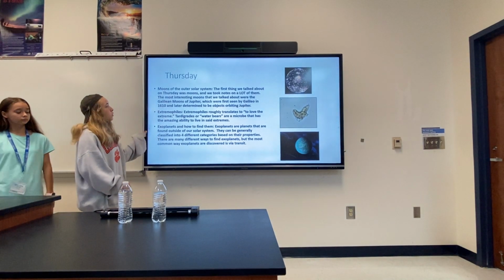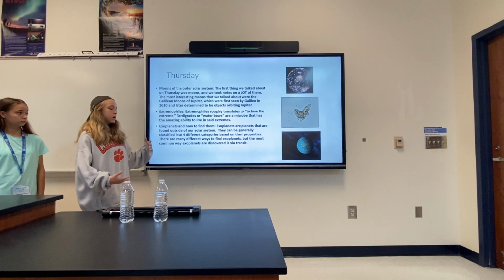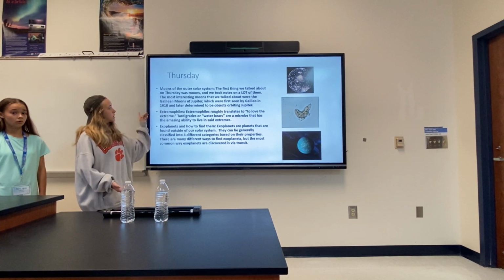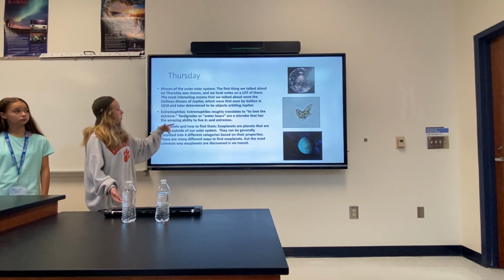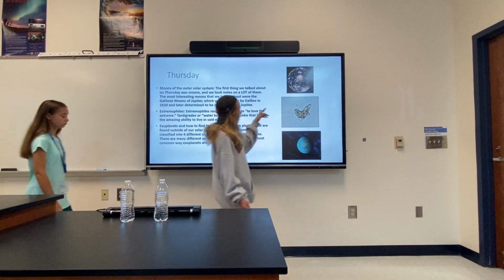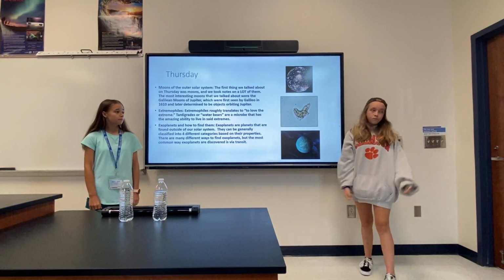The first thing we did on Wednesday was talk about and look at the moons of the solar system, and in my opinion, the most interesting ones we looked at were the Galilean moons of Jupiter, which were first seen and discovered by Galileo in 1610. And this is an example of Jupiter's second largest moon, Callisto.